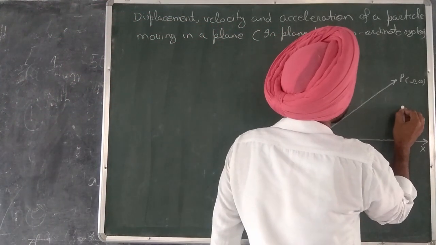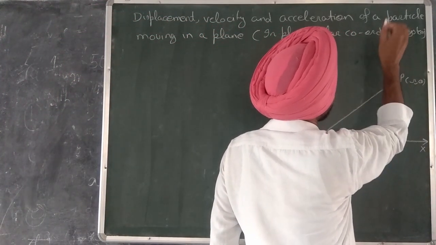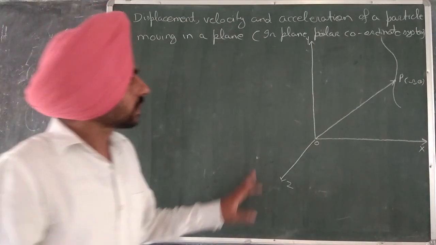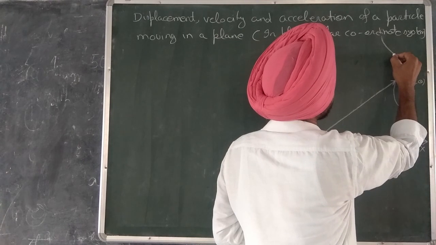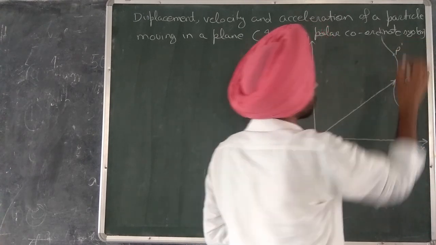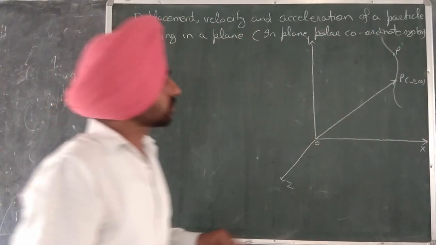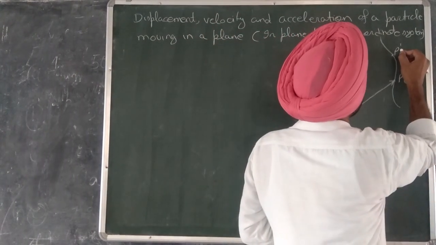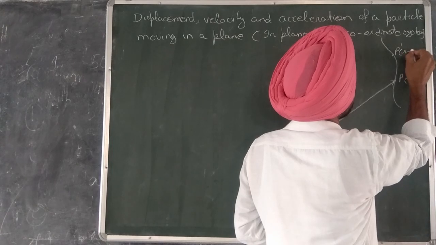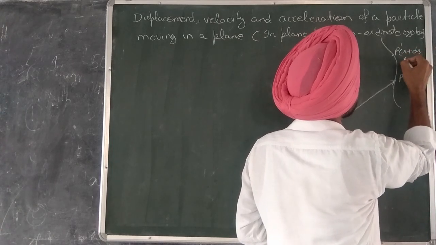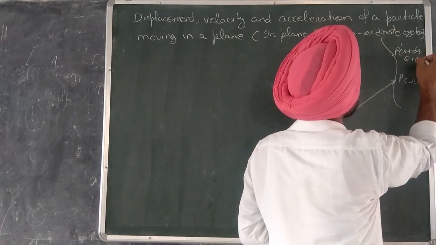Suppose this is the path of the particle, any arbitrary path. In time t plus dt, the particle is at point, let it be P prime. So the position coordinates of the particle at point P prime are r plus dr, theta plus d theta.